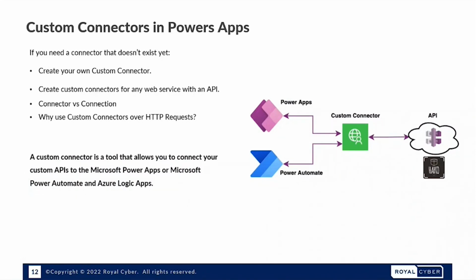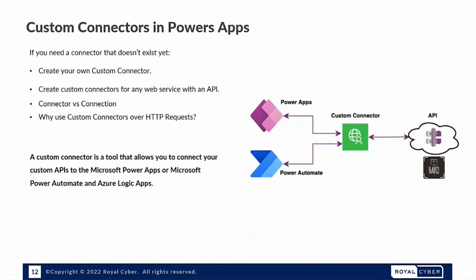If you do not have an existing custom connector, you can create your own, and you can create a custom connector for any web service with an API. Connector versus connection: a connector knows about the web API host and operation details, and a connection knows the credentials and the reference to the connector to facilitate communication with web APIs.